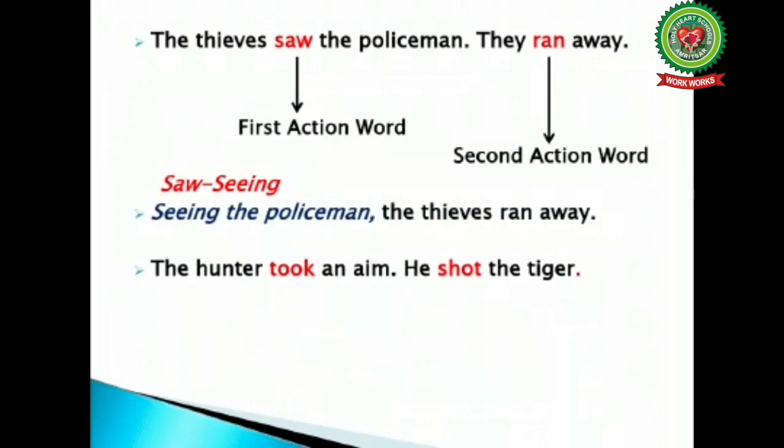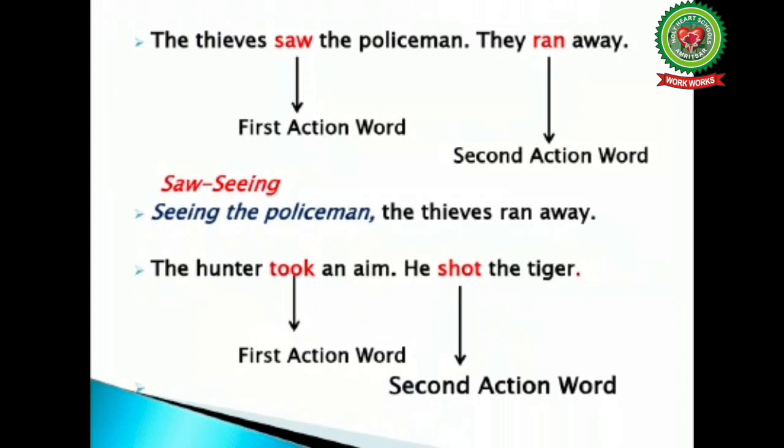The hunter took an aim. He shot the tiger. We observe in this sentence that there are two actions. The first action is took. The second action is shot. We will take the first action word and change it into present participle form. Took becomes taking. Full stop in the first statement will change into comma. So our answer will be taking an aim, comma, the hunter shot the tiger. Children, we will write down the hunter here and not they.